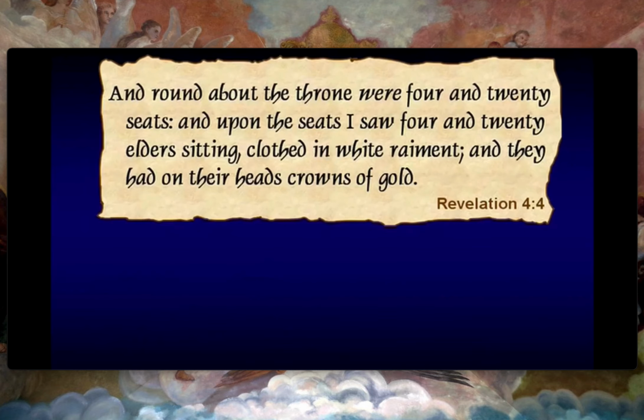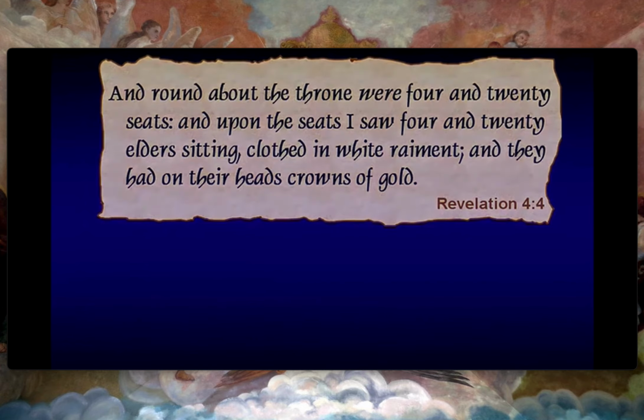When you get to the book of Revelation, you're treated to a visit to the throne room of the universe. One of the prominent features you discover in Revelation chapter 4 and following says, "And around about the throne, that is the throne, were 24 thrones or seats. And upon the seats I saw 24 elders sitting, clothed in white raiment. And they had on their heads crowns of gold."